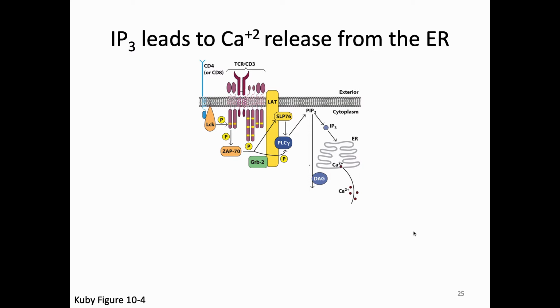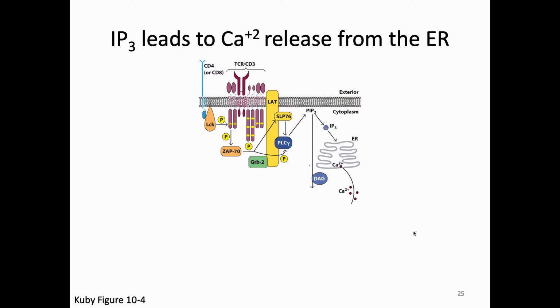So PLC gamma, you can see it is binding to our activated adapters. PLC gamma will go up to the membrane. It will cleave PIP2, and one of the products will be IP3, that's a small sugar. IP3 is going to travel to the ER, and it is going to bind to a specific protein on the ER membrane.